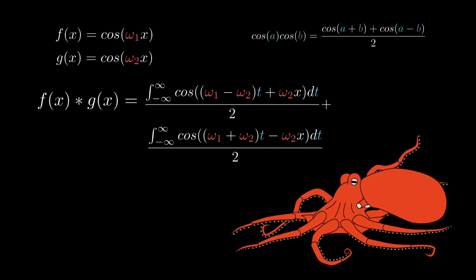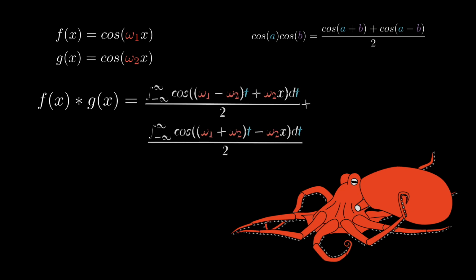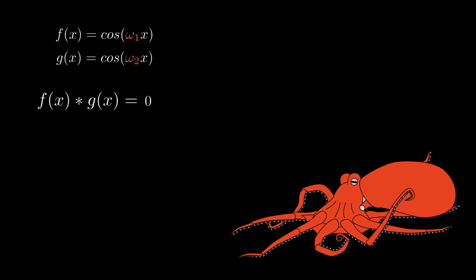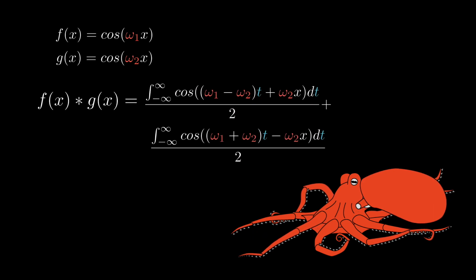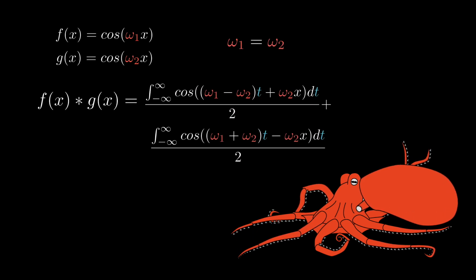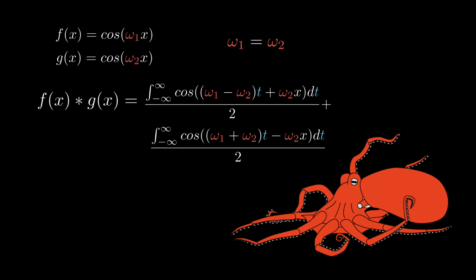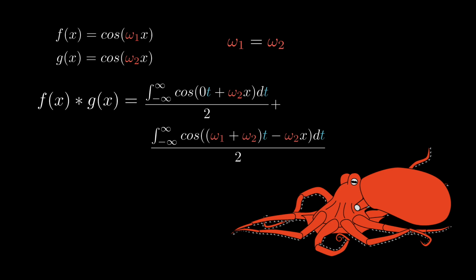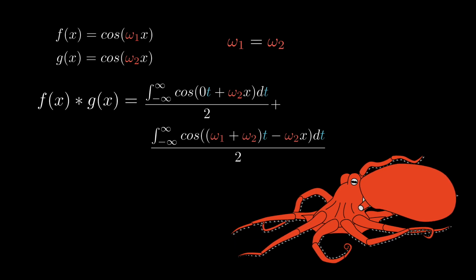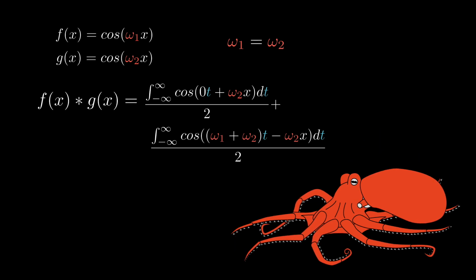In most cases, these two integrals will equal 0 because both of them are integrals of cosines. However, there's a special case where the integral does not equal 0. Suppose omega 1 and omega 2 are equal. Then the quantity omega 1 minus omega 2, that t is multiplied by in the first integral, equals 0.